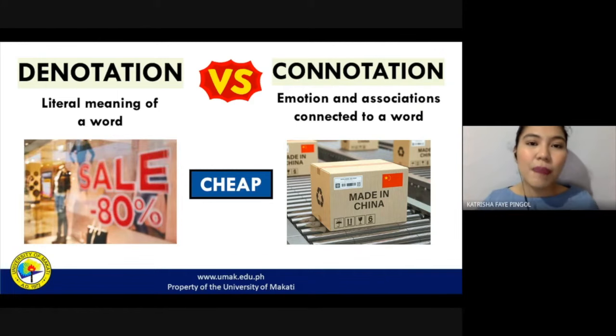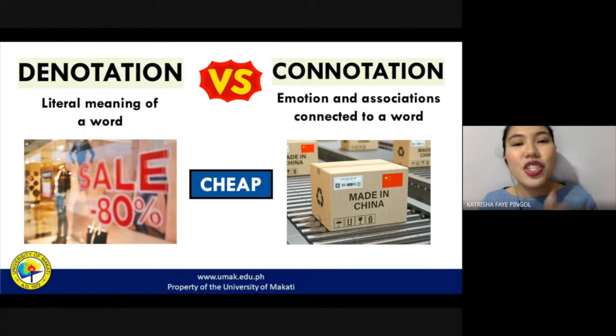So take for example the word cheap, okay? If you're going to look up the word cheap in the dictionary, you would notice that its denotation or its literal meaning is something that is inexpensive. So when you describe something as cheap, it is inexpensive. It doesn't cost too much, all right?